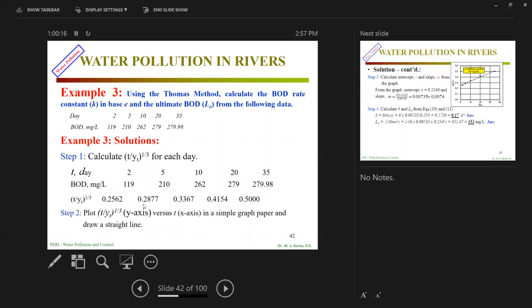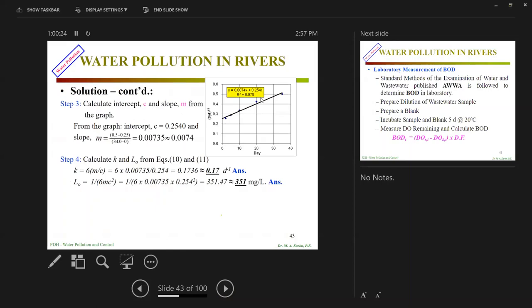And similarly, all of those, I did this already. Now I'm going to plot these values on the y-axis and t on the x-axis. I used Excel to do that, so I have something like this. Then I can draw a line over here, and this would be my intercept, and the slope would be the type of unit.